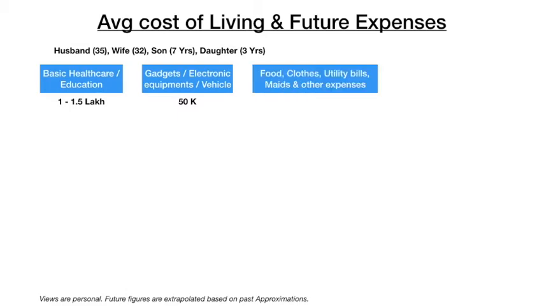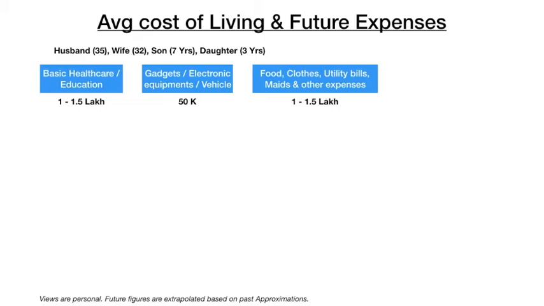Foods, clothes, utility bills, your electricity, your internet, everything, maids and other expenses. I am assuming in 1 year, let's say 1 lakh rupees to 1.5 lakh rupees, 10 से 12,000 रुपए महीने हम लोग खाने पे, कपड़ों पे, बिल्स पे, मेड्स पे, अदर एक्सपेंसेस पे, जो रोजमर्रा के हमारे खर्चे हम उस पे खर्च कर रहे हैं.